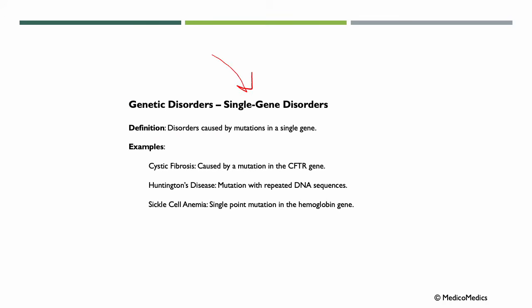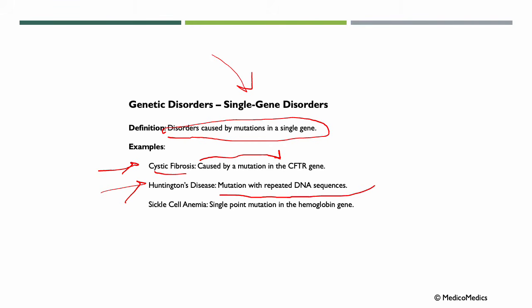Now let's briefly mention some single gene disorders. So these are disorders caused by mutations in a single gene. Examples include cystic fibrosis, caused by mutations in the CFTR gene, Huntington's disease, where a mutation has occurred with repeated DNA sequences, and sickle cell anemia, a single point mutation in the hemoglobin gene.